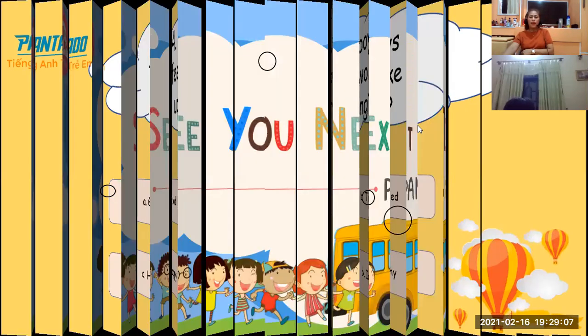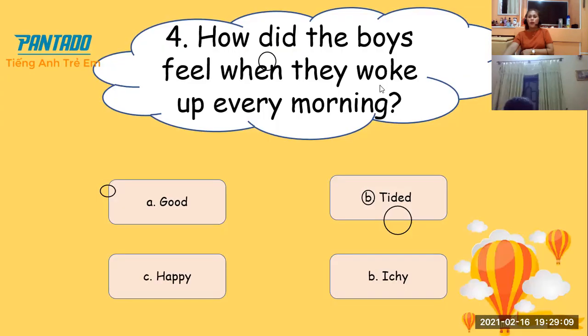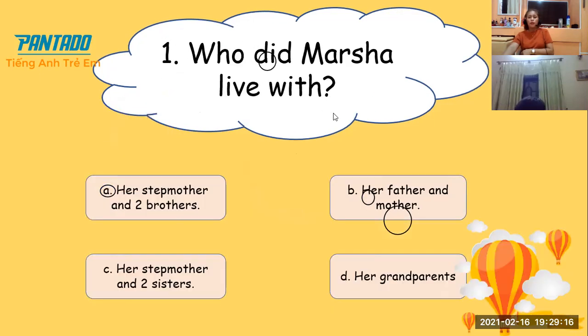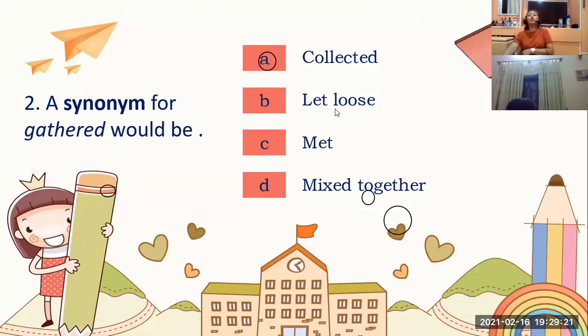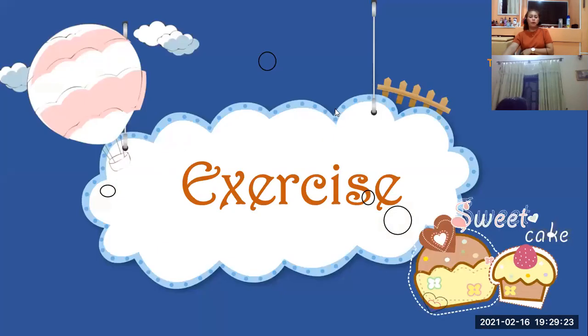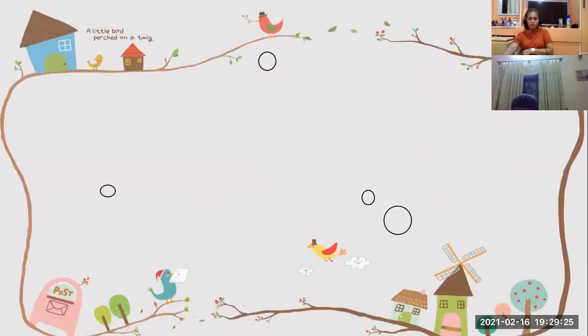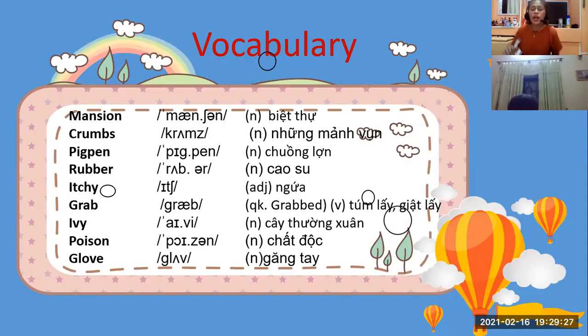Okay, next one here. We are almost done with this, so we are going to have some study time because we only have 5 minutes left. We are going to return to the vocabulary words. Okay, back to vocabulary words, Tom. Can you give me a sentence using the word mansion?